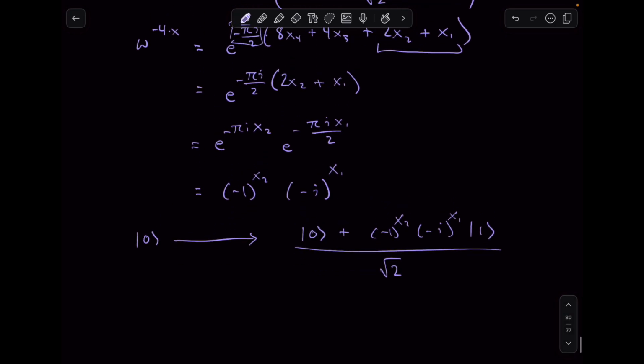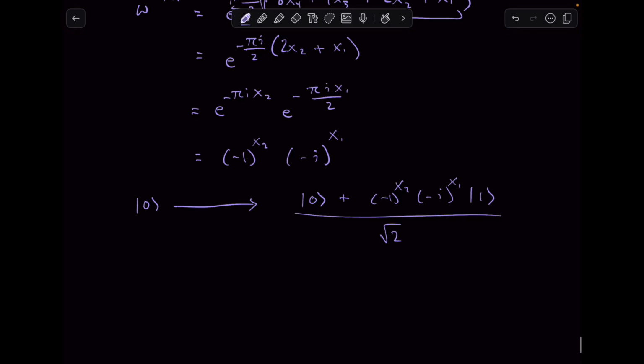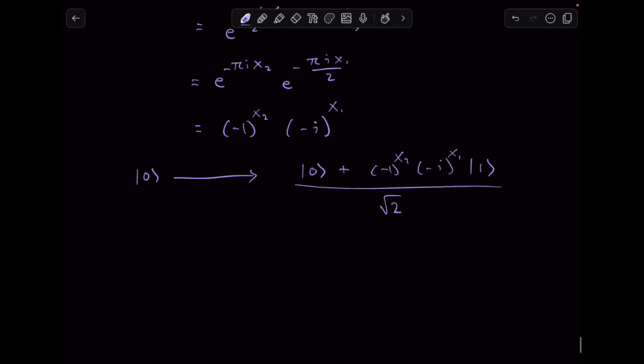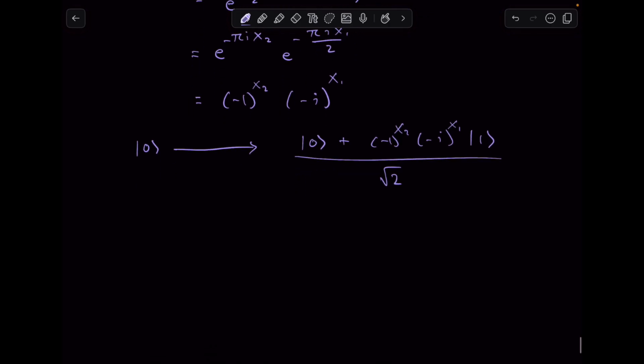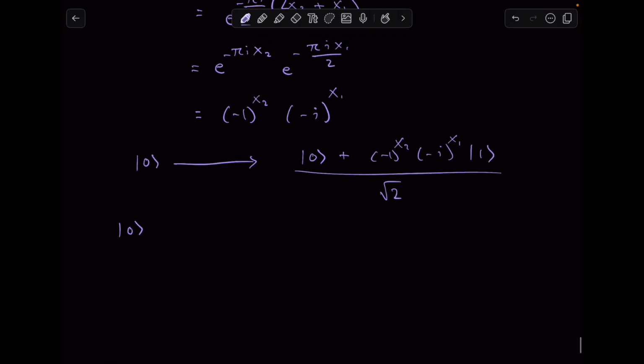Okay, so we're going to do the first step. We're going to split this up into 2 steps. First, we're going to apply a Hadamard onto the second qubit. So that's going to get us almost there. Applying a Hadamard, we have 0 plus minus 1, and we're doing it on the second qubit, so we get this.